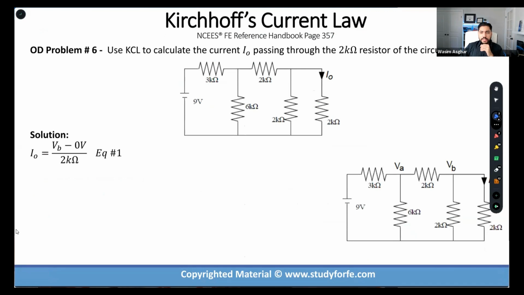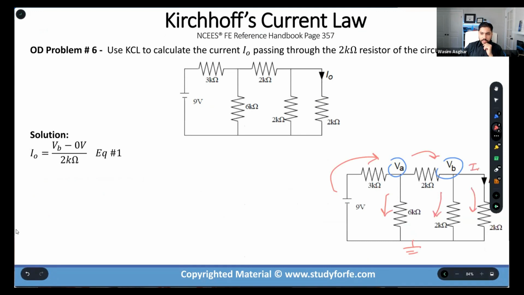So let's quickly write these equations. We've already done this in the on-demand course. I'm calling these VA and VB. I assume that the current is going to be going from here to here. This is my virtual node. So the current is going to go like this, and the current is going to go like this, and the current is going to go like this and this.